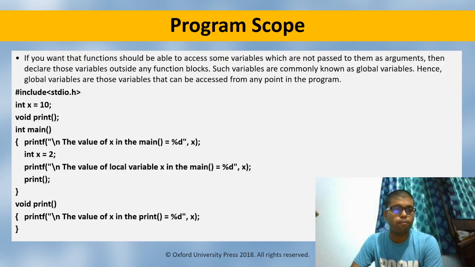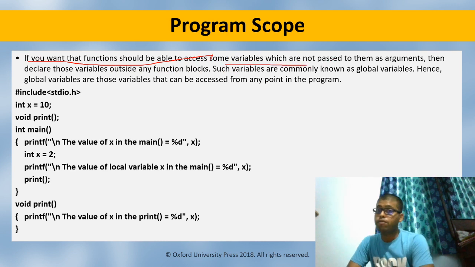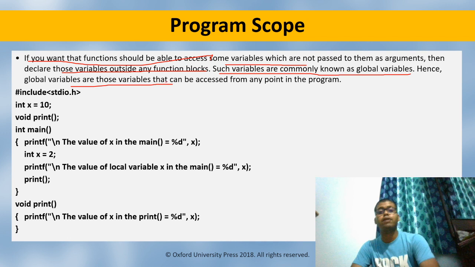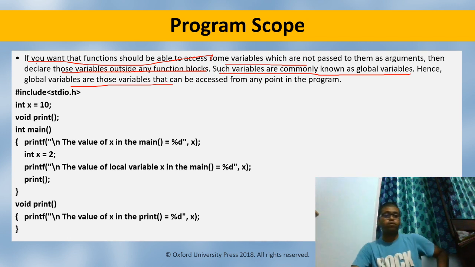Program scope. If you want a function to be able to access some variables which are not passed to it as arguments, then declare those variables outside any function block. Such variables are commonly known as global variables. Hence, global variables are those variables that can be accessed from any point of the program.